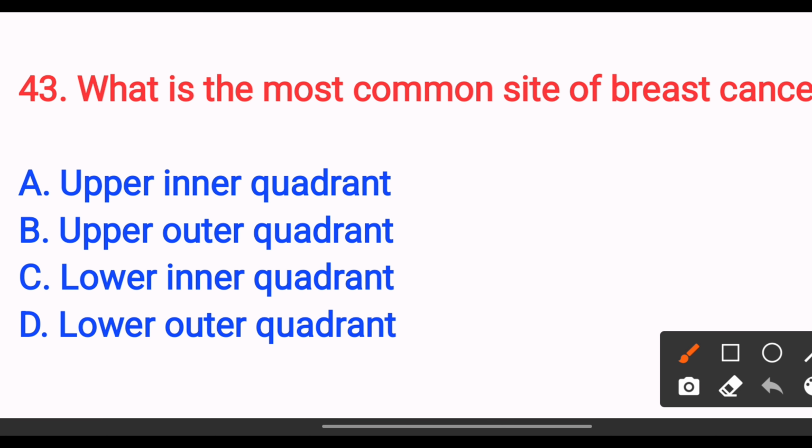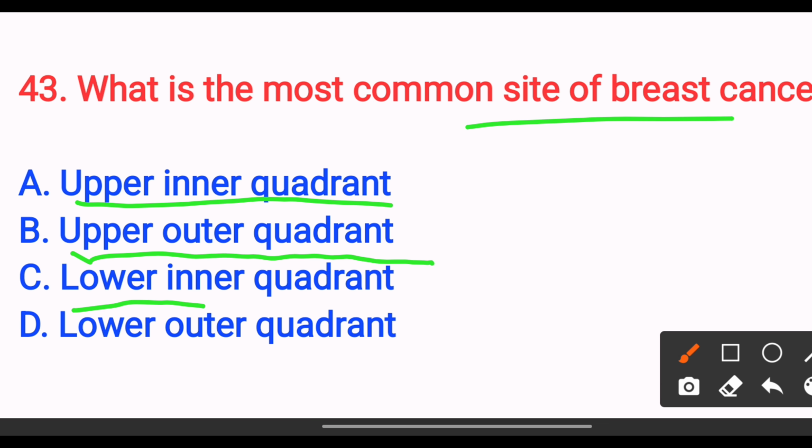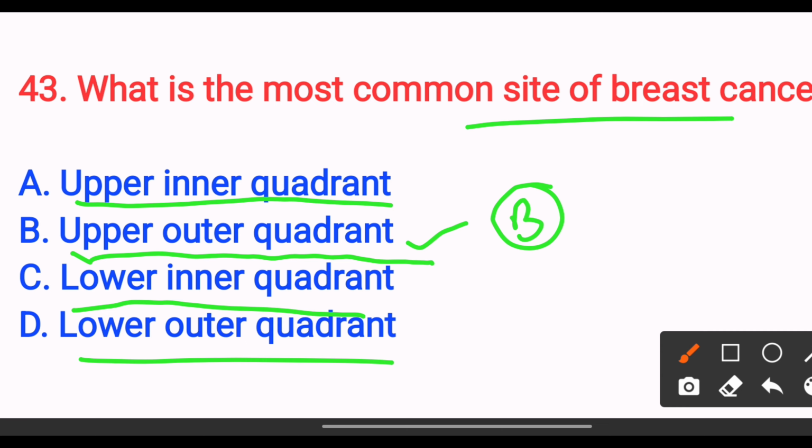What is the most common site of breast cancer? Option A upper inner quadrant. Option B upper outer quadrant. Option C lower inner quadrant. Option D lower outer quadrant. The answer is option B, upper outer quadrant.